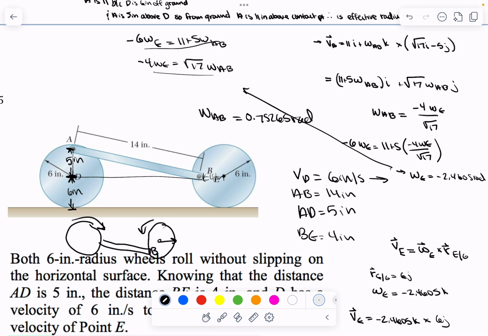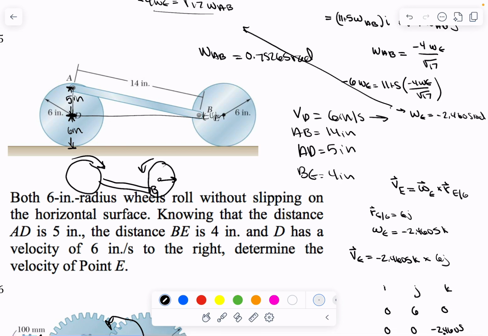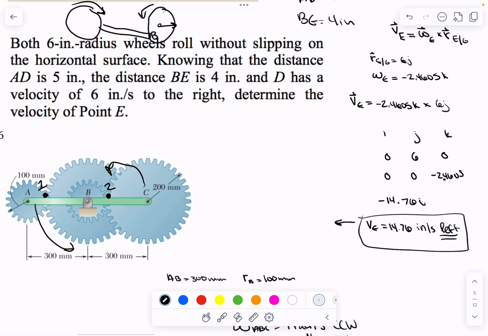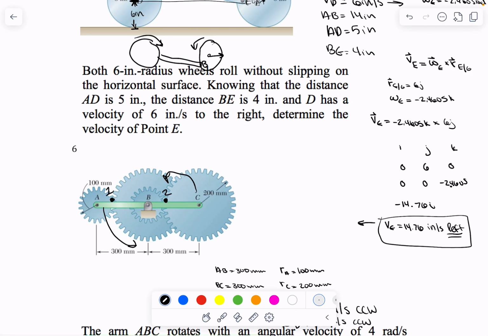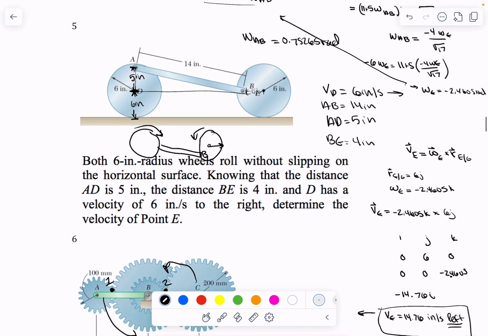So you get it in terms of WAB, and you plug it in and solve all the way down. And I got V of E to be negative 14.76 I, which would be 14.76 to the left. When I was looking at the answer key, I saw that it was 14.76 to the right.